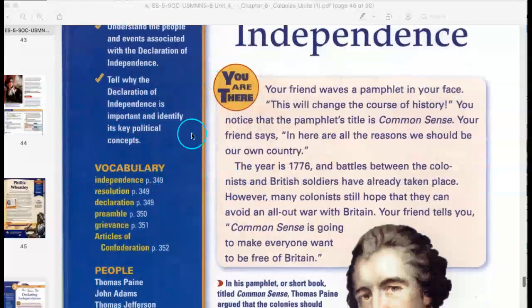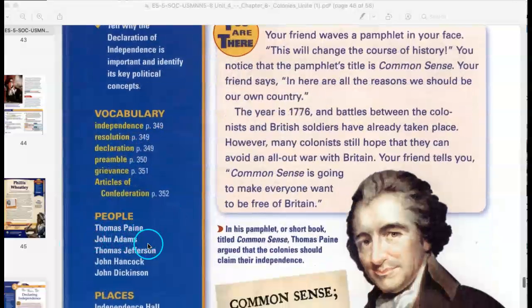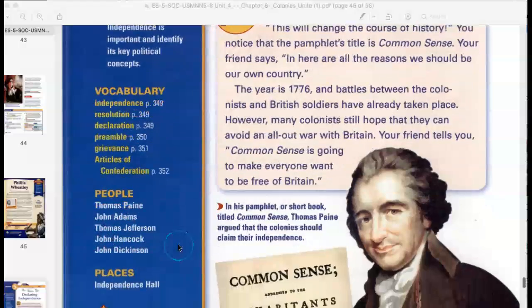And words to study in Quizlet: independence, resolution, declaration, preamble, grievance, Articles of Confederation. And Thomas Paine, John Adams, Thomas Jefferson, John Hancock, and John Dickinson.